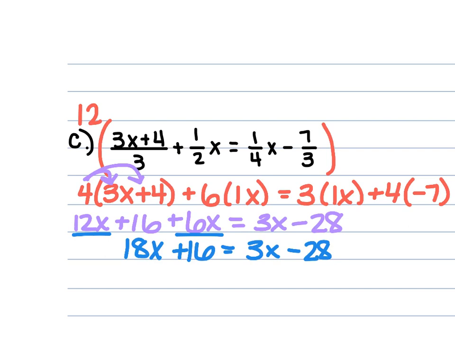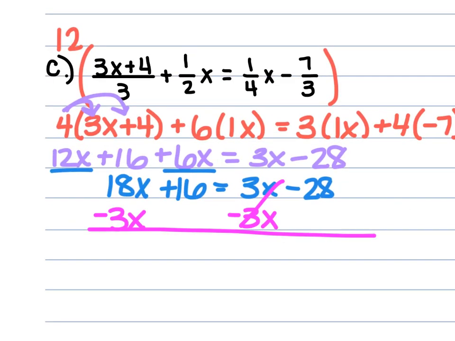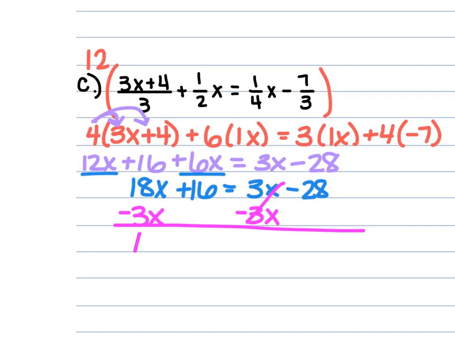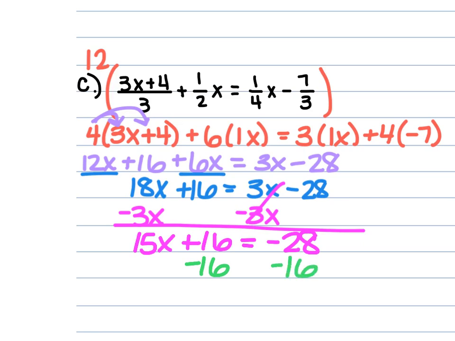So from here, move the 3x over. The 3x is smaller. You want to have the x be positive if you can. So we're going to subtract the 3x from each side. And we're going to get 15x plus 16 is equal to negative 28. We're going to move that 16 over by subtracting it from each side.